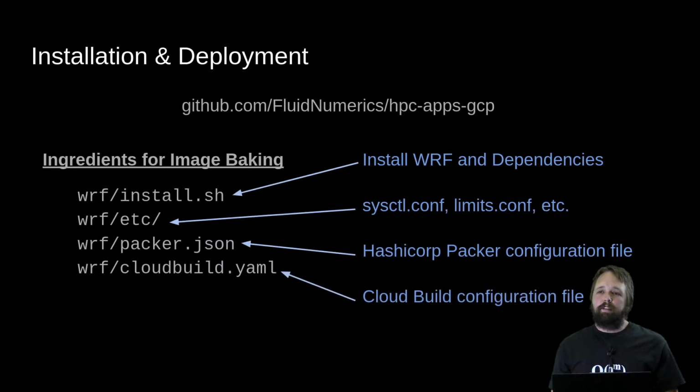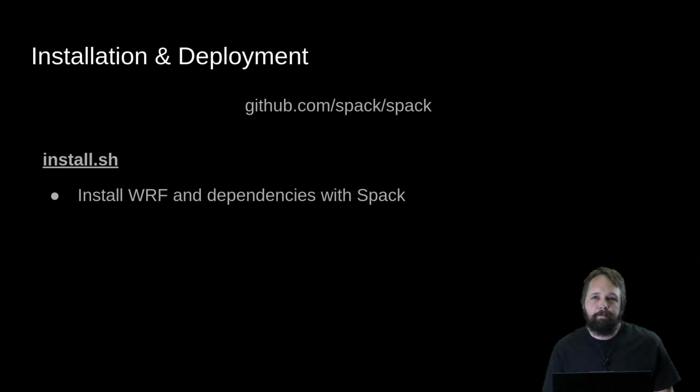Then down at the bottom is this Cloud Build configuration file, and this is what enables us to connect with Google Cloud Build so that we can do the automated testing and baking of those images upon commits. I think in this case we only build on tags to that repository that have the word WRF in them. But all it really does is provide those instructions to execute Packer every time we push a WRF tag to the HPC Apps GCP repository.